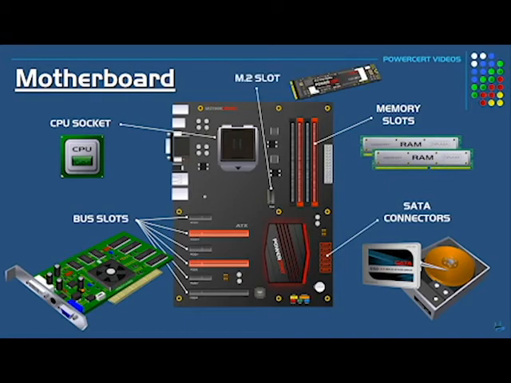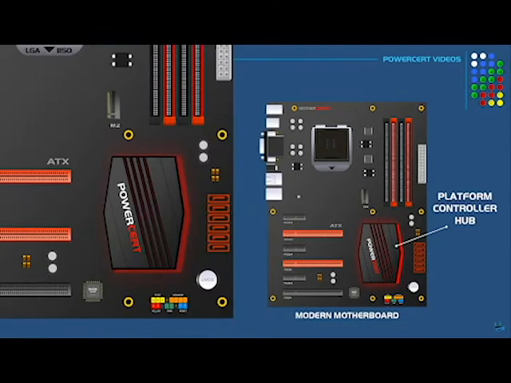And some more modern motherboards will include this M.2 slot. This is for even more modern storage than the SATA SSDs. There are M.2 SSDs as well as the M.2 slot on your modern motherboards.